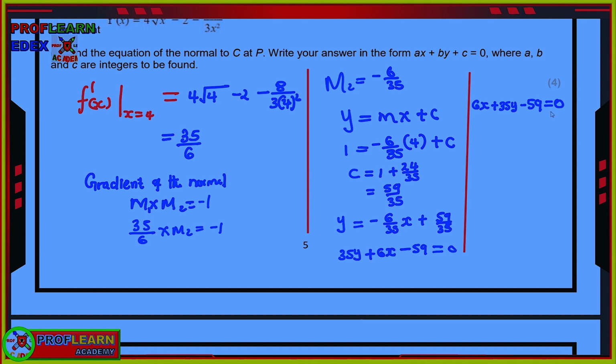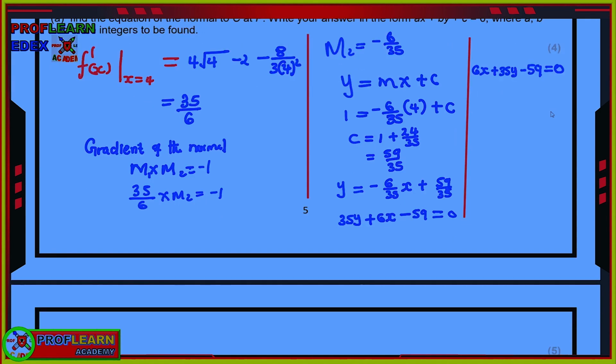Have you understood? Right. So this is a question that probably must be there in your P1 paper. Let's move on. If it's not there, they will ask about the equation of the tangent. So in either way, a question on this has to be there.